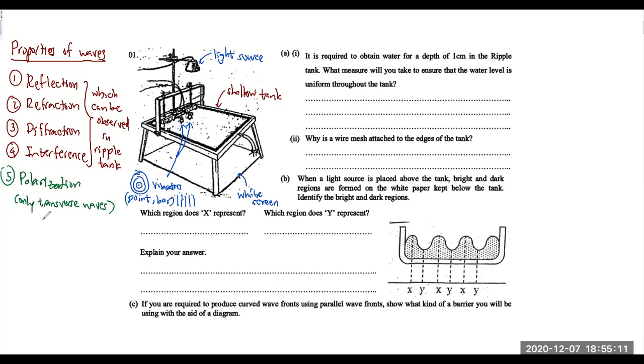Now, another thing. Let's continue to the next parts. So let's go to the question now. It is required to obtain water for a depth of 1 centimeter in the ripple tank. So in this shallow tank, we want the depth of water to be 1 centimeter. What measure will you take to ensure that the water level is uniform throughout the tank?